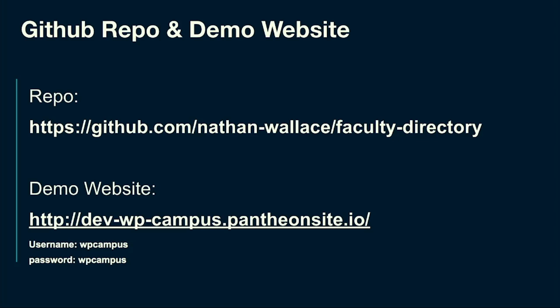I am going to be referring to a repository that I created for this example. If you want to check that out, you can find it on GitHub at that URL. I also have the demo website at this URL, dev-wpcampus.pantheonsite.io. I actually provided an author login if you want to log in and check it out. Just please don't post any inappropriate content there. But if you want to log in, you can try it out for yourself.